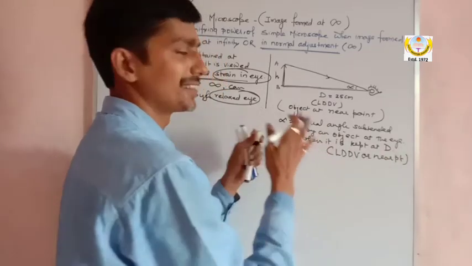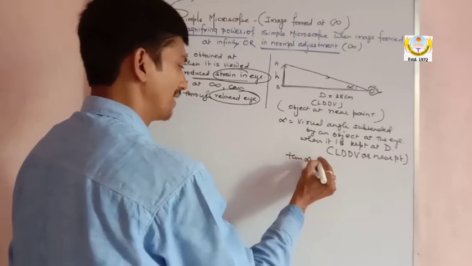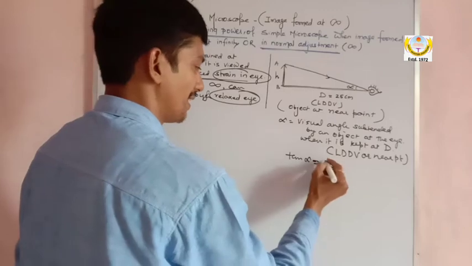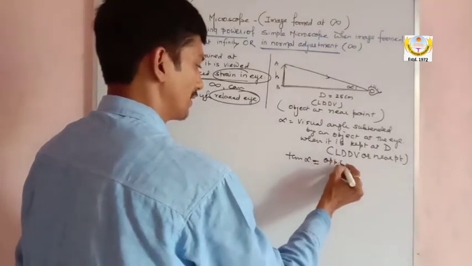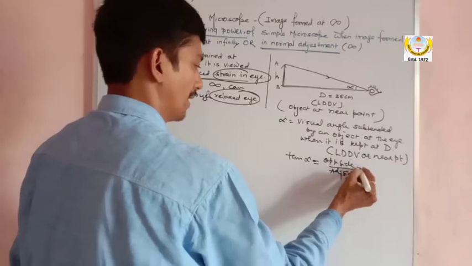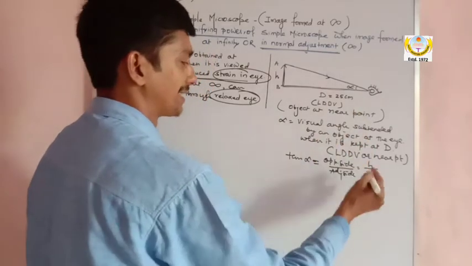So nice. So can you find tan alpha from figure? Yes, sir. Tan alpha, simple, sir. Opposite side upon adjacent side. Opposite is your H and adjacent side is D.